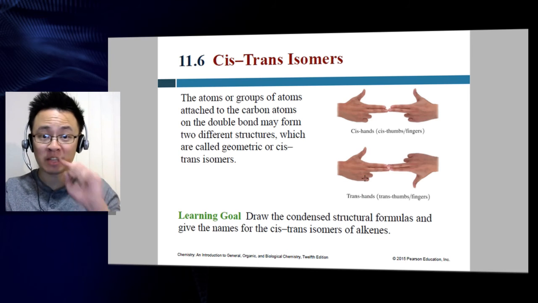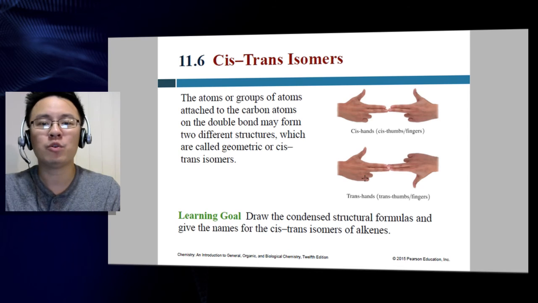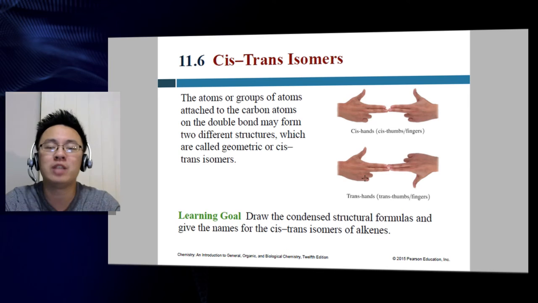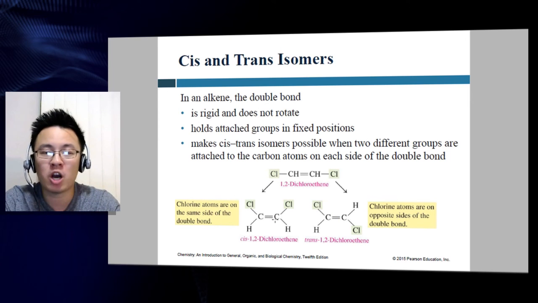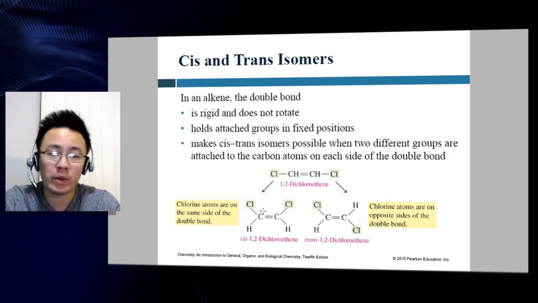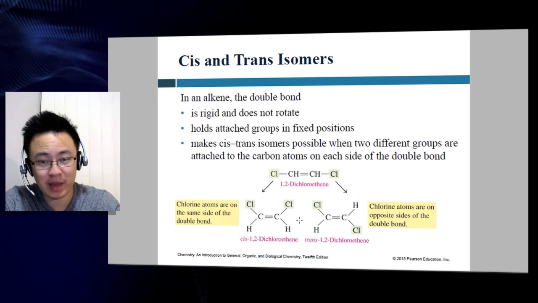Remember that double bond that I told you about? The atoms or groups of atoms attached to carbon atoms on a double bond may form two different kinds of structures known as cis or trans structures. So if we take a look at this carbon-carbon double bond, you could have the chlorine above or below the double bond, depending.